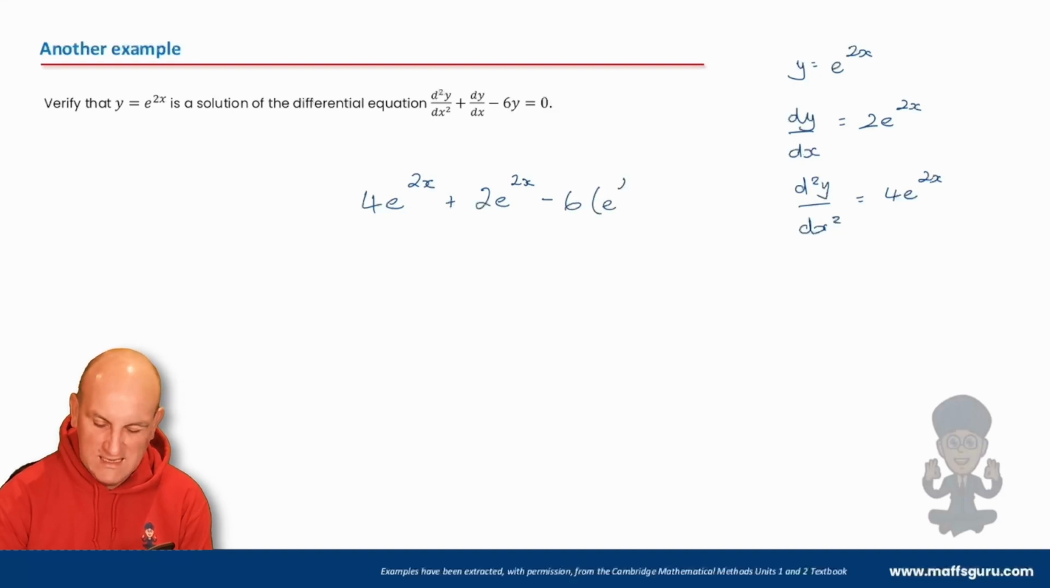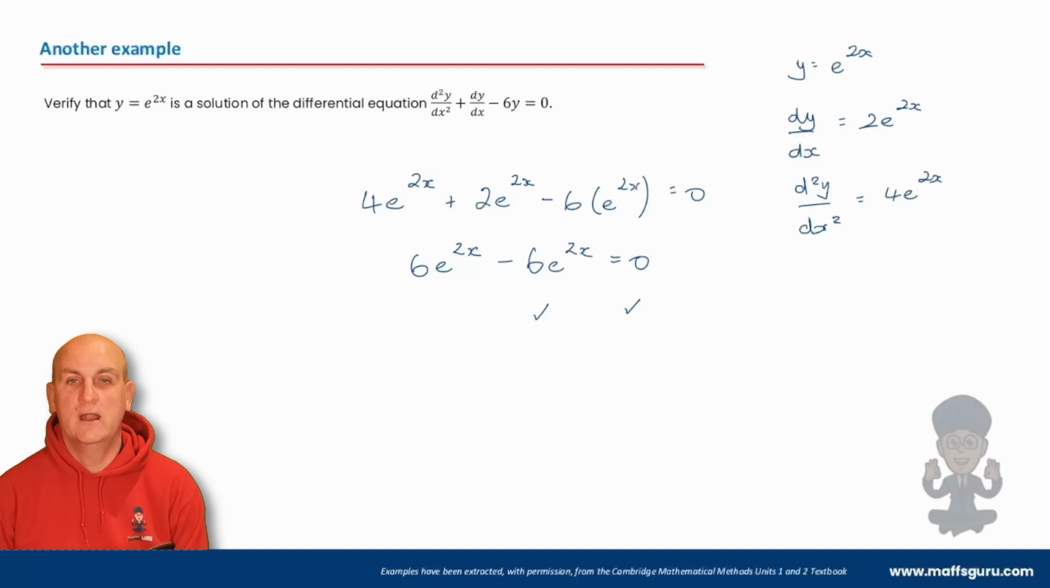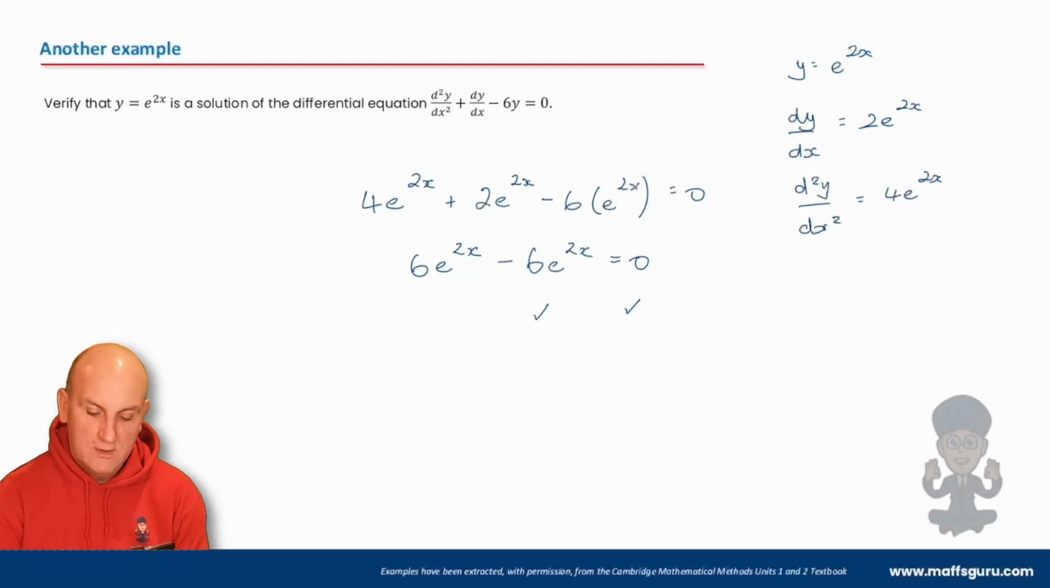Well, y was e to the 2x, and we're going to say that's going to be 4. So add those two together, it's going to be 6e to the 2x minus 6e to the 2x. That does in fact equal 0. My left-hand side and my right-hand side are equal, and so we now know that this here is a solution to that differential equation just by substitution.